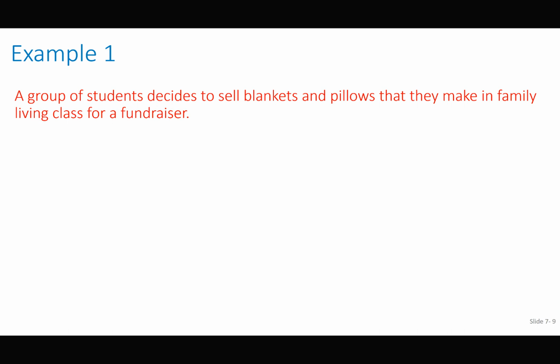A group of students decides to sell blankets and pillows that they make in family living class for a fundraiser. Okay, so that's the first setup. So right now I can identify they're selling blankets and they're selling pillows, and so those are going to be my variables. Just to keep it simple, I'm going to say that's X and that's Y. So when it says identify the variables, what's changing, we're eventually going to get to, all right, if I sell so many blankets, I sell so many pillows, it's going to come out to be a number.